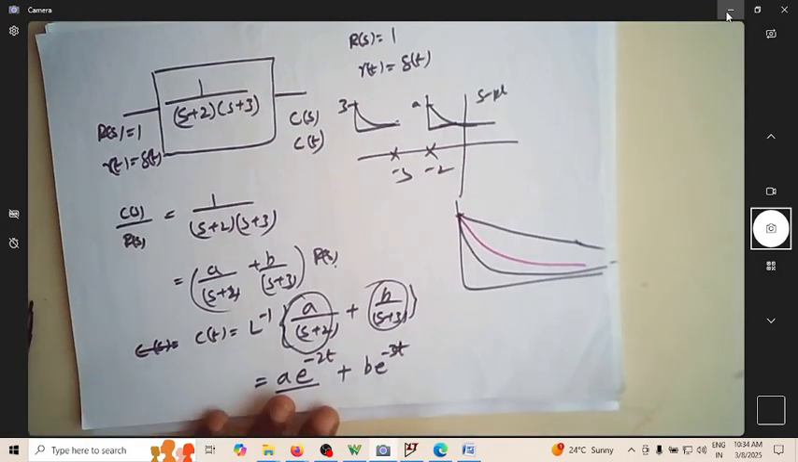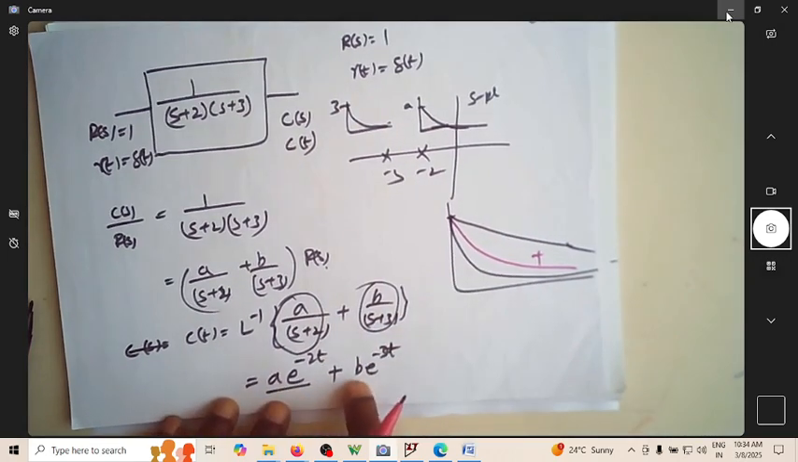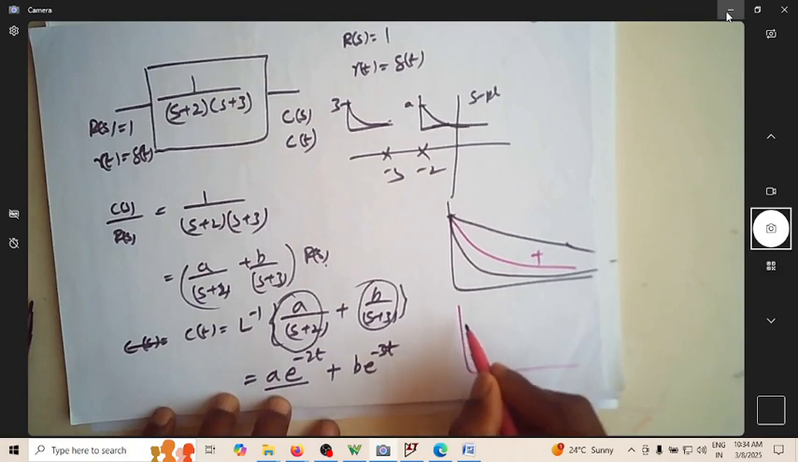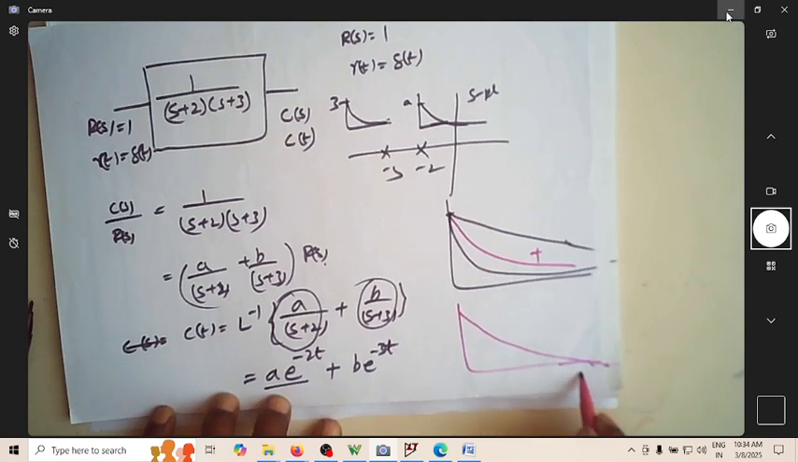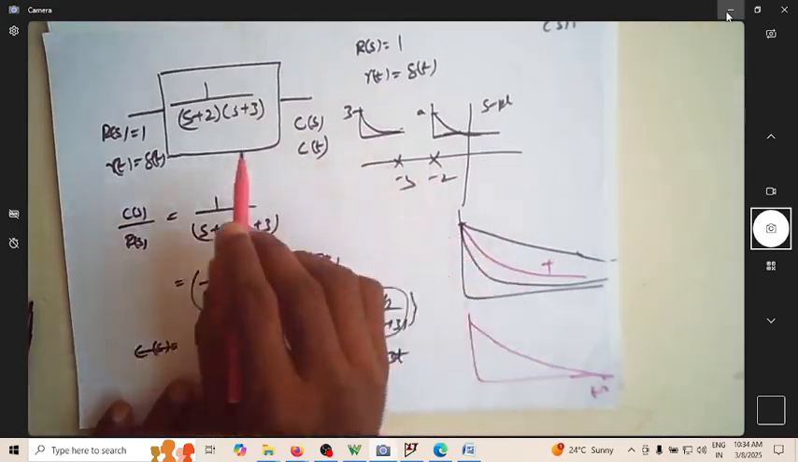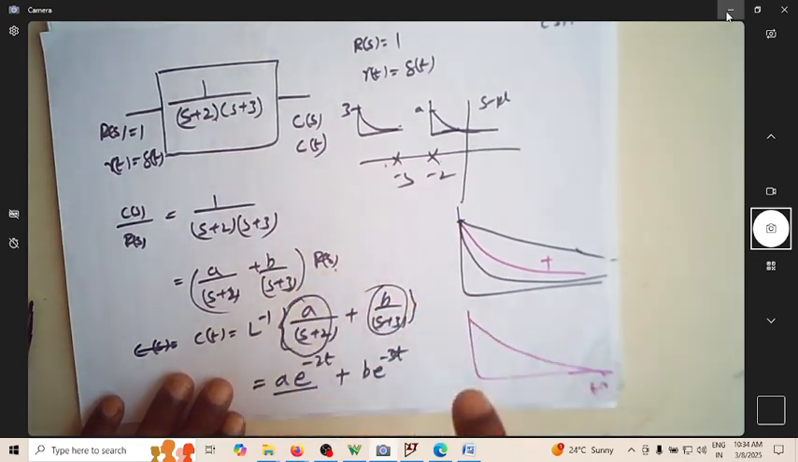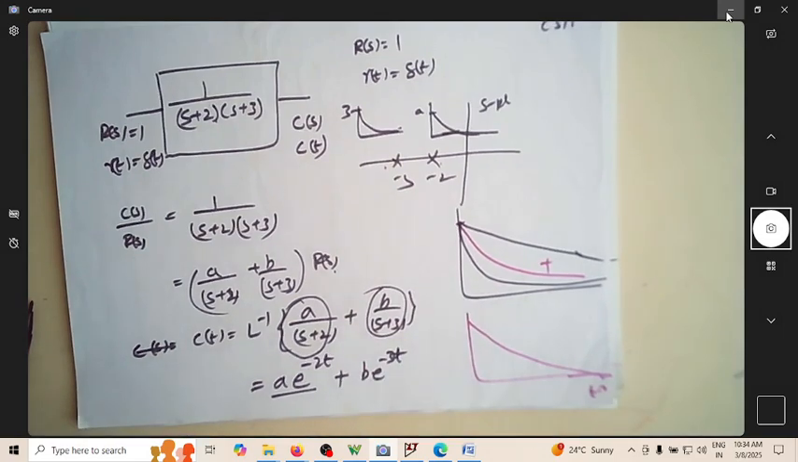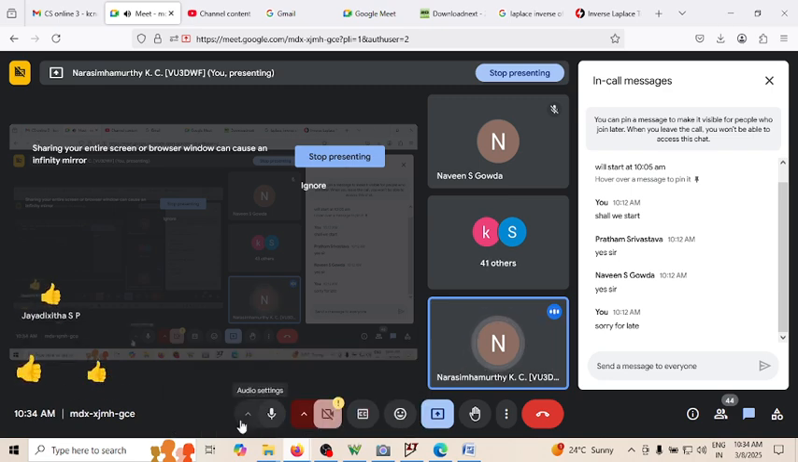Now, what is the overall response? The overall response is this plus this. It will be something like this. But is this a finite value as t tends to infinity? Yes, it is a finite value. So a system having two poles on the left hand side is also a stable system. Is that fine? Just give me a thumbs up if you have two poles on the left hand side.